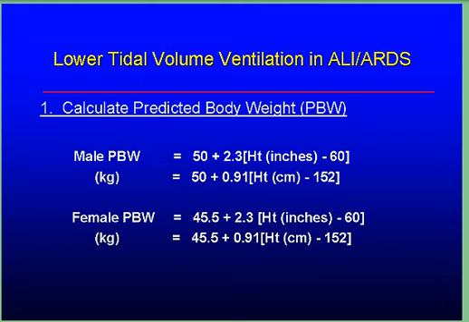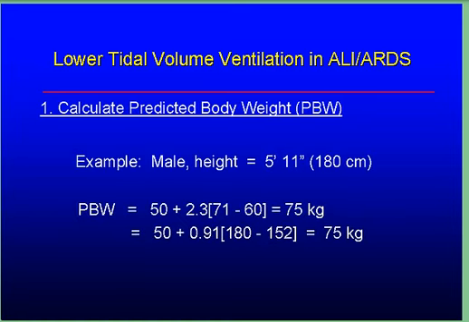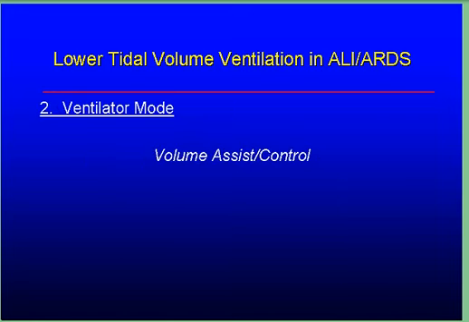These are the equations for calculating what we call predicted body weight, which I think is simply a lean body weight. They're easy to use. The two equations, for males and females, use either the classic inches or meters. Either one will work. Here's an example of how to do this: 5 feet 11 inches or 180 centimeters tall. That's my height. Predicted body weight according to the equation comes out to 75 kilograms.